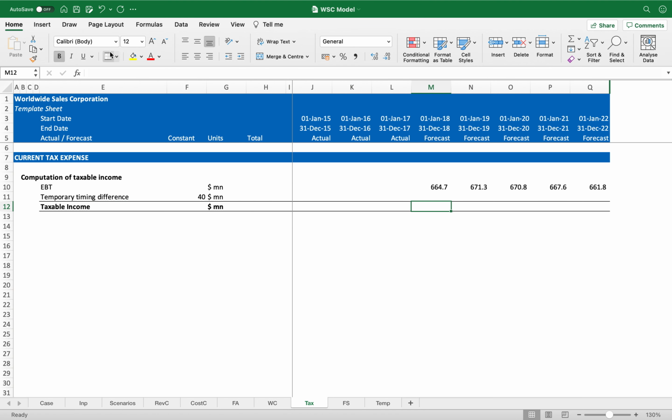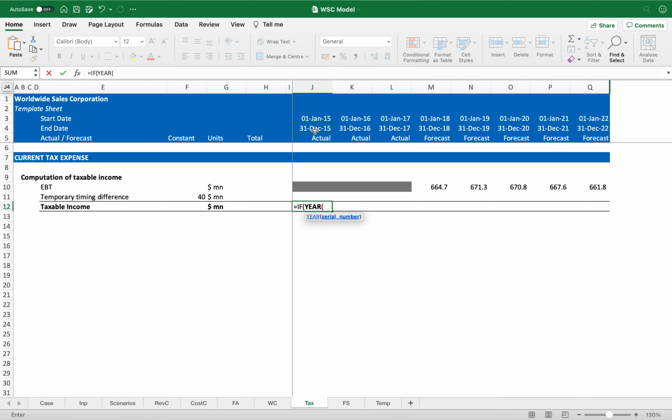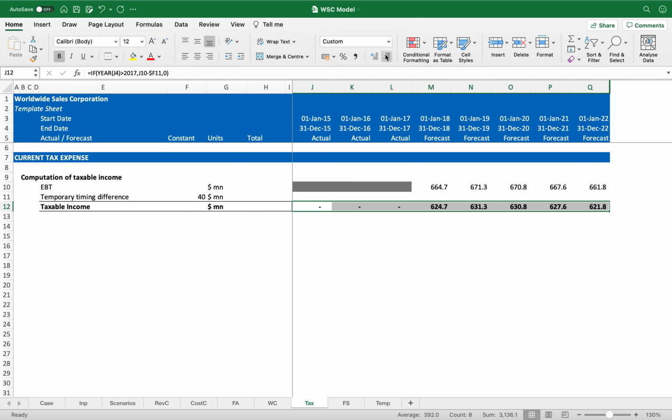So this is your taxable income. Very simple computation. Just reduce $40 million. So your EBT minus your $40 million, and do a column freeze. You have to apply an if statement here. If the year of this end date is greater than 2017, then give me EBT minus $40 million, otherwise give me 0.